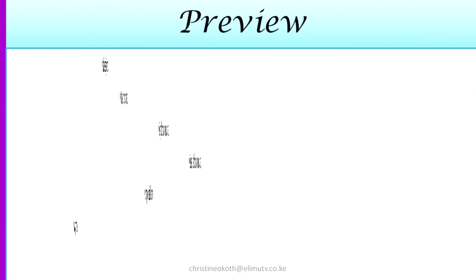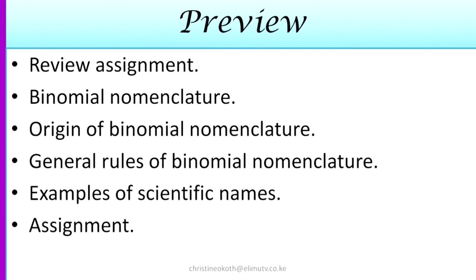So let us have a preview of what we're going to learn today in this lesson. First, we're going to review the other assignment I gave you. Then we're going to look at binomial nomenclature. We're going to look at the origin or a brief history of binomial nomenclature. We're going to look at the general rules of binomial nomenclature. We're also going to look at some of the examples of scientific names of organisms. And lastly, I'm going to give you an assignment.